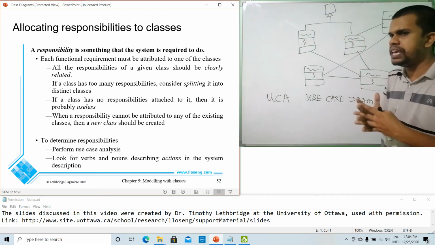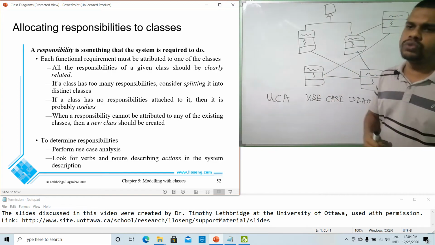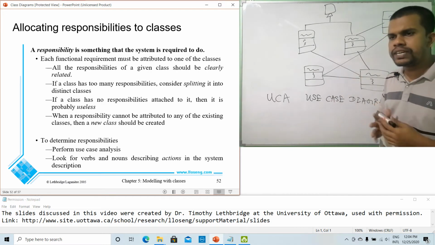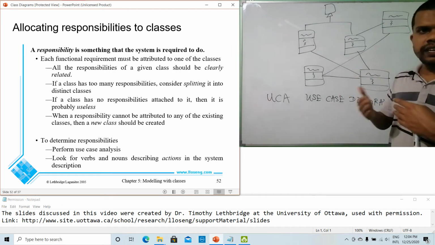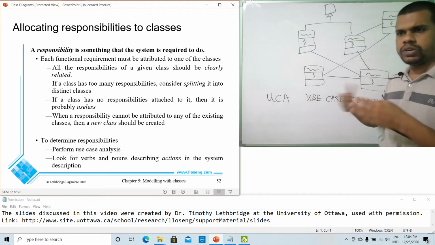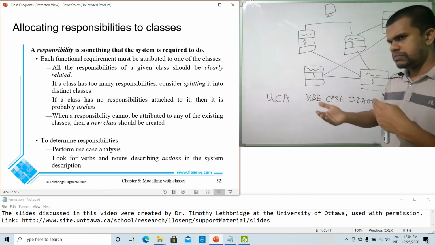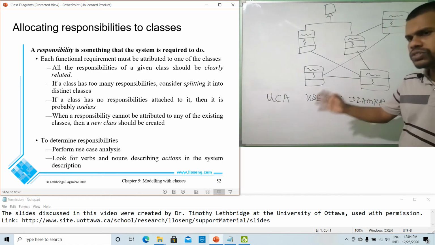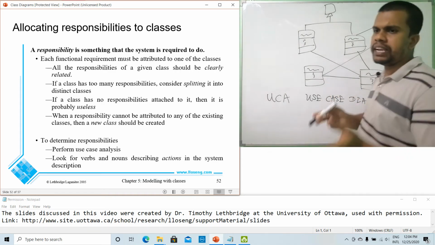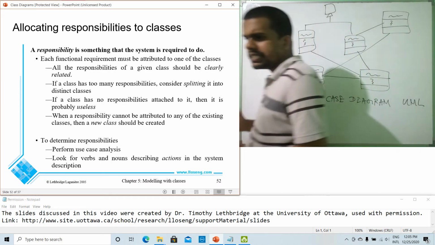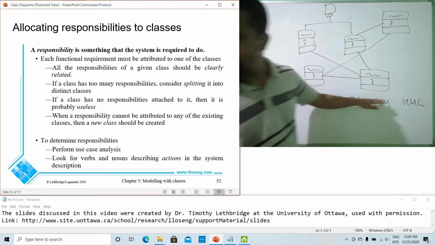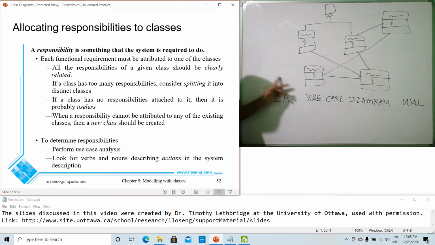Then behavior, how to model the behavior? For an example, the interaction between the system and particular users. For an example, a particular student is trying to add a course. Then the interaction between the student and the system is a particular behavior of our system. That should be modeled using use case diagrams. I have separate videos discussing use case diagrams. You can watch them and get a sound understanding of use case analysis. So for the time being, determining responsibilities can be done by a particular process called use case analysis.